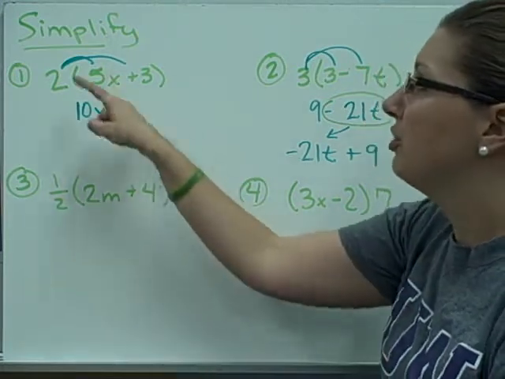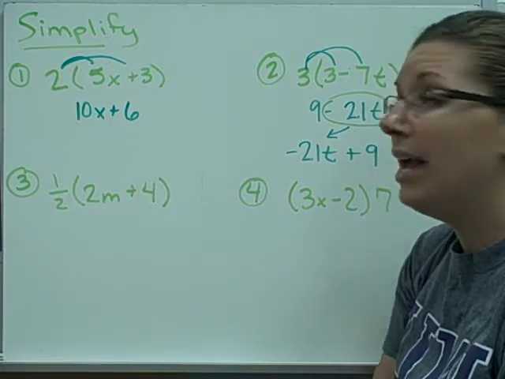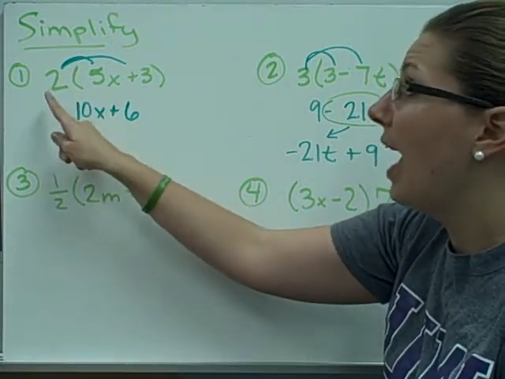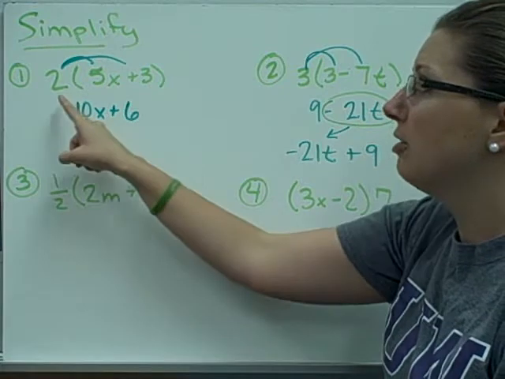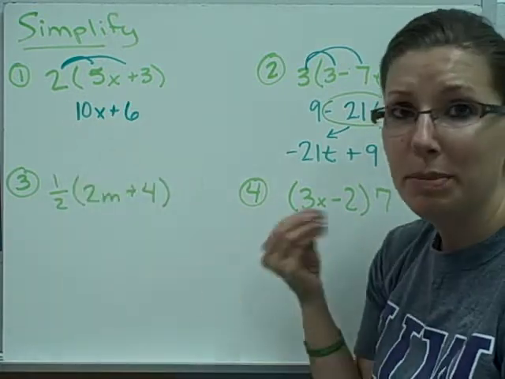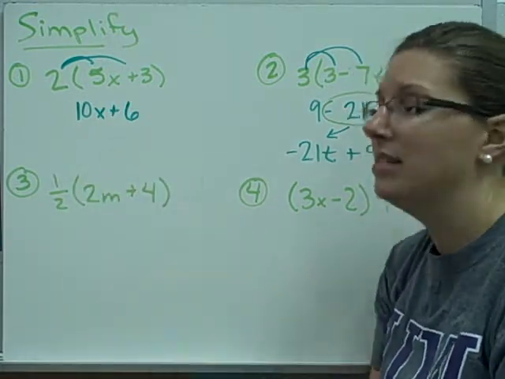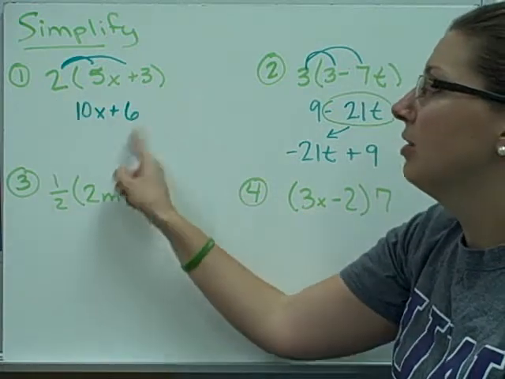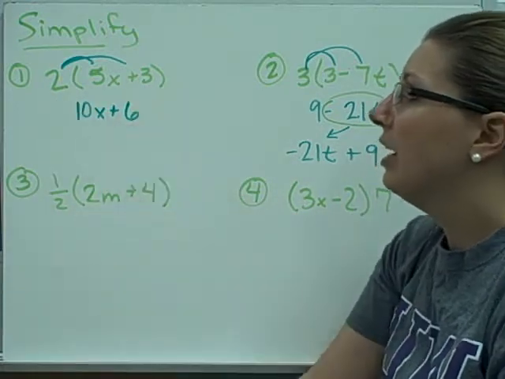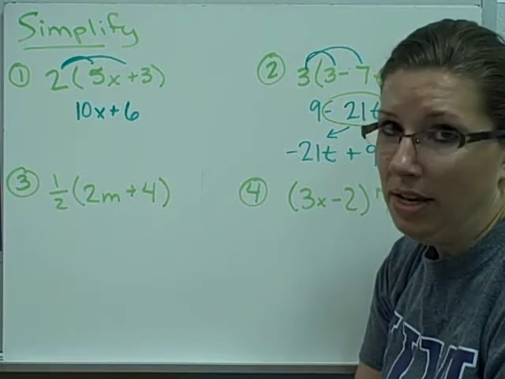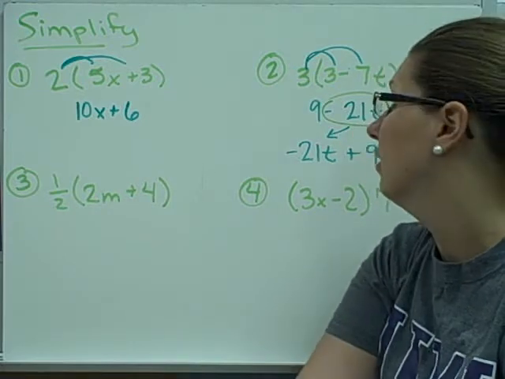So I drew little arrows here to show, hey, I'm going to multiply 2 times 5x and 2 times 3. So 2 times 5x, that's like saying 2 times 5 is 10. 10x is the answer there. And then 2 times 3 is 6. There's an addition sign here, so there's going to be an addition sign in my answer. 10x plus 6 is the final answer.